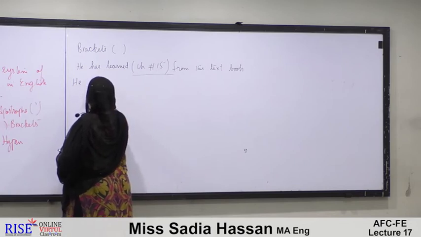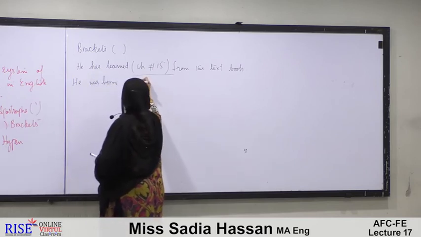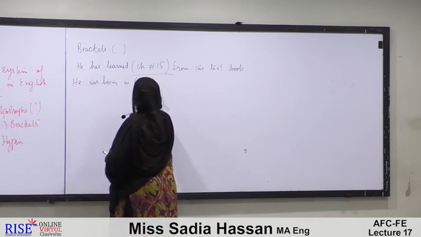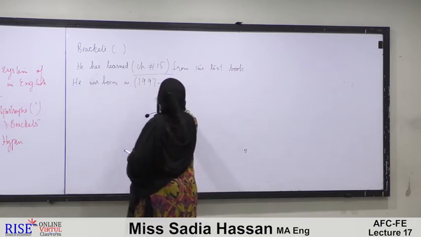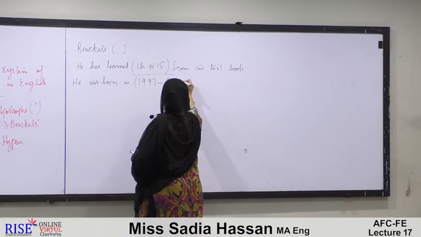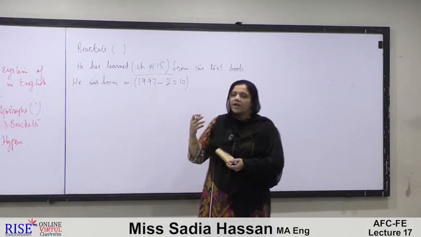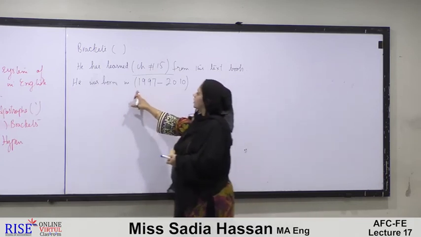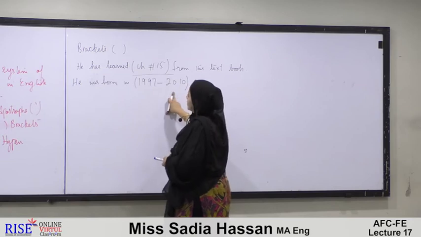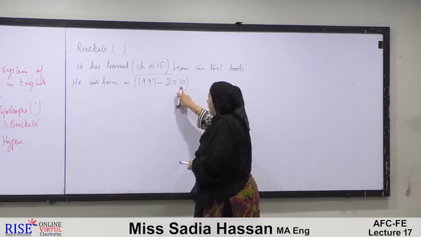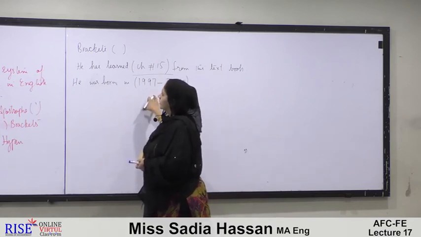He was born in 1997, or 2010. Whenever we want to show the life period of some person, we could always enclose it with brackets. Whenever we have a different statement or some message or some information in the form of statistics, we could always use the brackets.